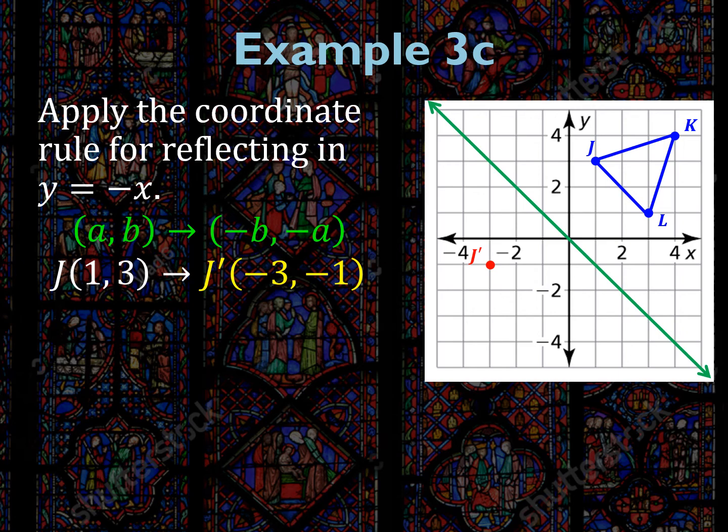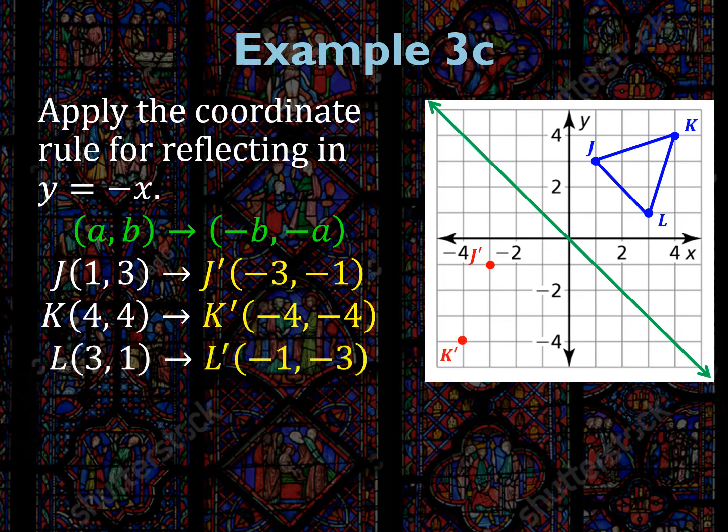We'll do the same with K. K prime is -4, -4. Notice that the x and y coordinates are the same, so you just switch them and then make them both negative. L was at 3, 1. L prime is at -1, -3. You connect those points and notice, again, this triangle is reflected across the green line. If you were to fold this across the green line, the blue and the red triangle overlap themselves perfectly.